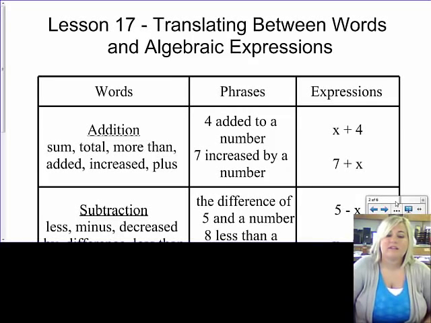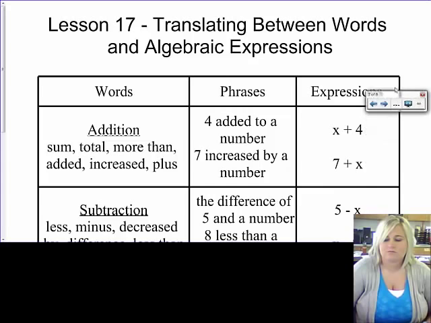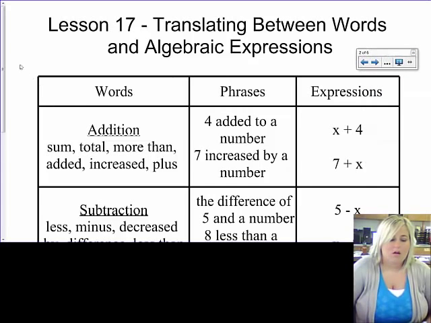Lesson 17, translating between words and algebraic expressions. Okay, so what we have here is a nice table that gives us some examples. We have words, phrases, and expressions. So we can say several different things to tell us that we're adding, subtracting, multiplying, or dividing.